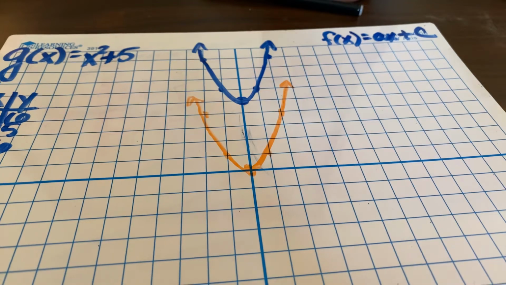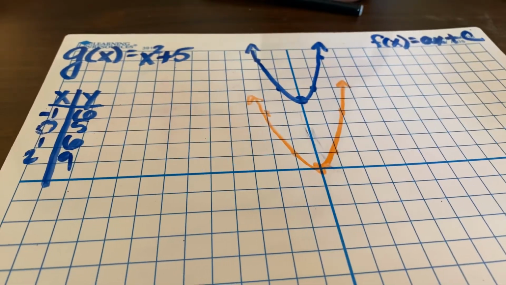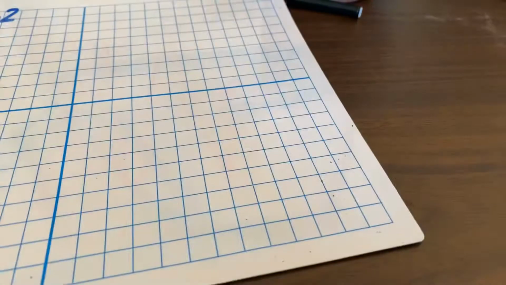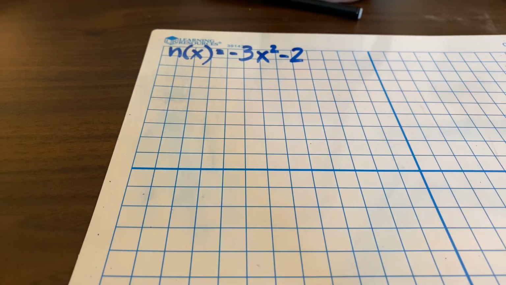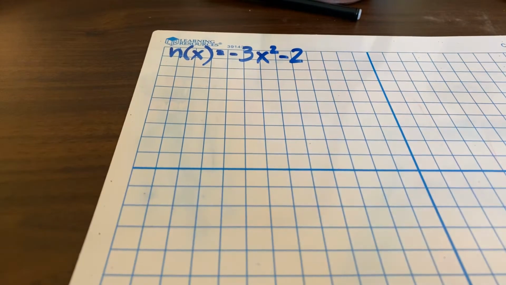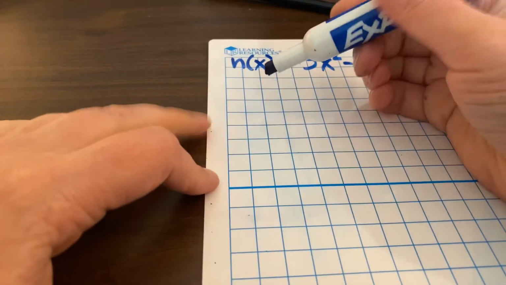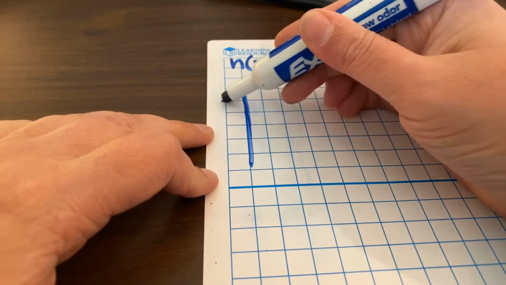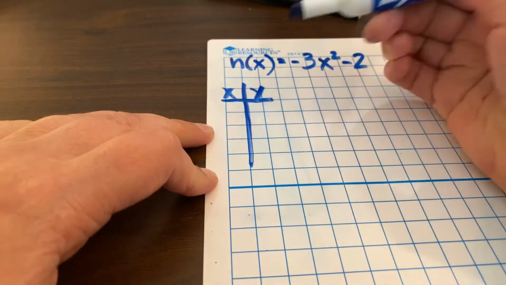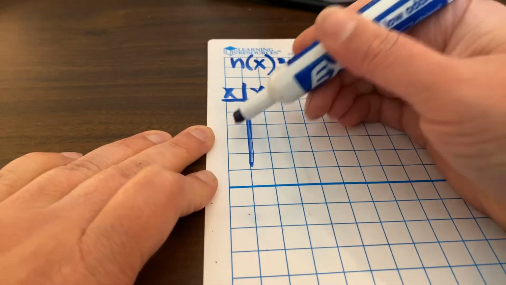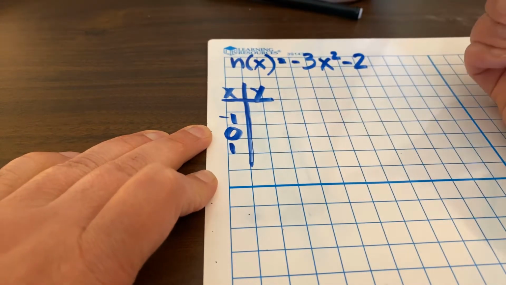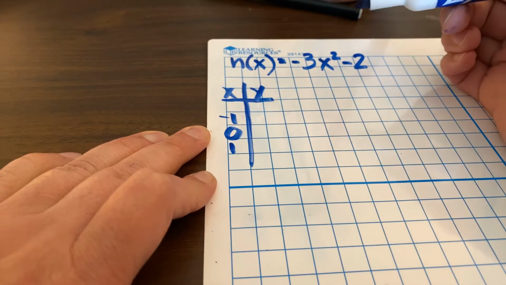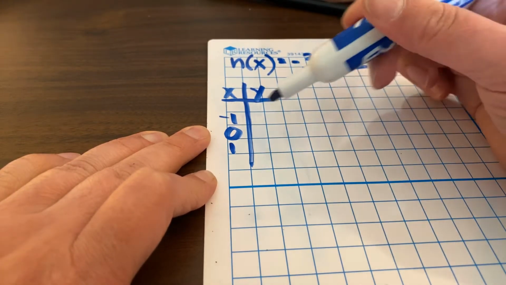All right, let's try another one. Let's make it a little more complicated. How about h of x equals negative 3x squared minus 2. Again, I want to start by making a little table of values. It's good to figure out what's right around 0, and then we'll see if we need to do some more points. But let's start at 0.